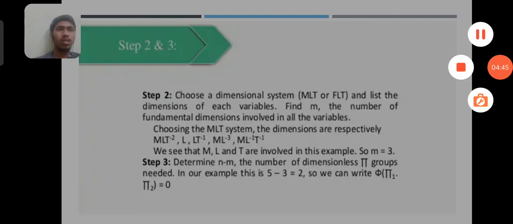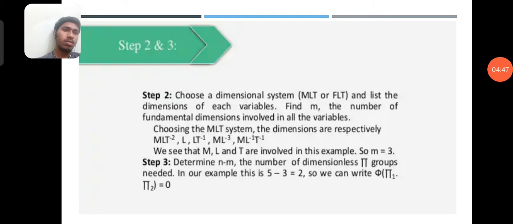Steps 2 and 3 are choosing the dimensional system, MLT or FLT, and listing the dimensions of each variable. Find m, the number of fundamental dimensions involved in all variables. Choosing the MLT system, the dimensions are respectively M L T to the power minus 2, L, L T to the power minus 1, M L to the power minus 3, and M L to the power minus 1 T to the power minus 1.